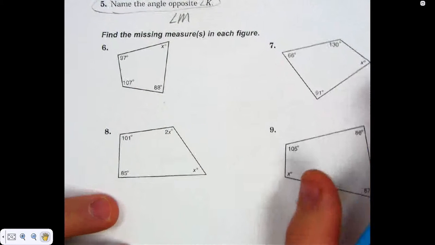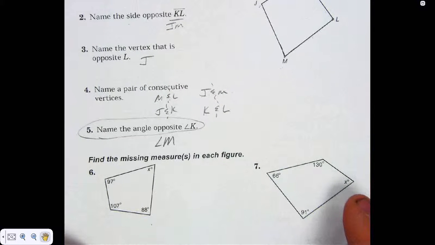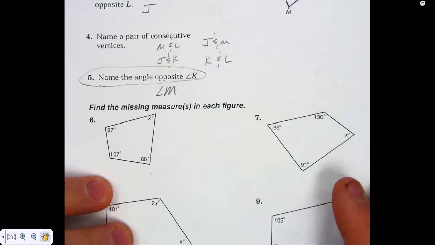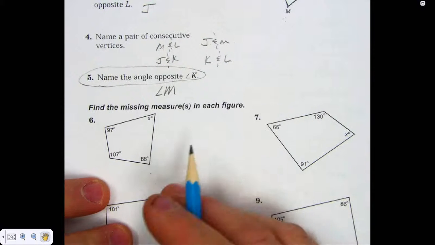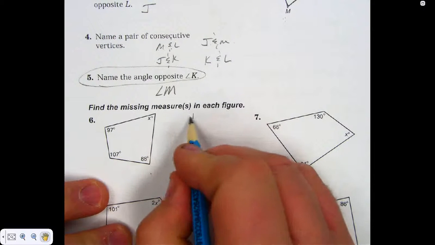Now, what do you think they're going to deal with here? The measures of the angles. What do we know about the measures of the interior angles of a quadrilateral? They add to what?